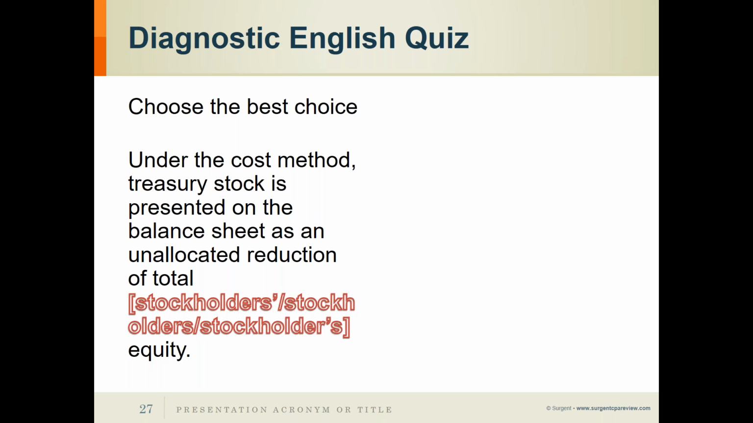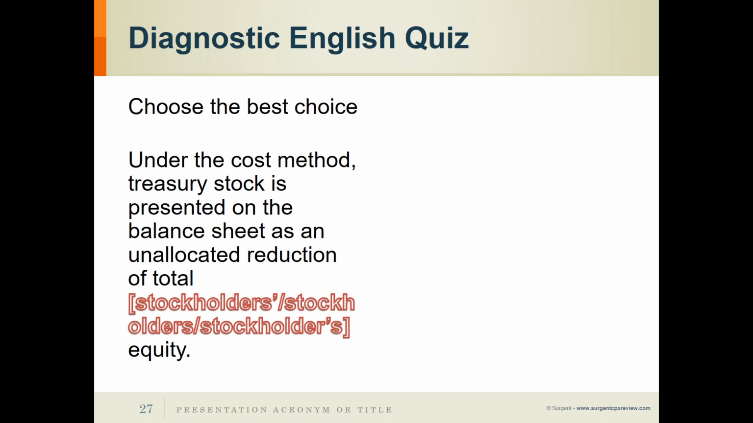Here's another one, so choose the best choice. Under the cost method, treasury stock is presented on the balance sheet as an unallocated reduction of total stockholders' with the apostrophe at the end of the word, stockholders with no apostrophe, or stockholder's apostrophe S equity. Which one is the best choice in formulating this response? And this kind of all goes back to the proper word choice and spelling. All of these are spelled correctly, but which one is the proper word choice to use?